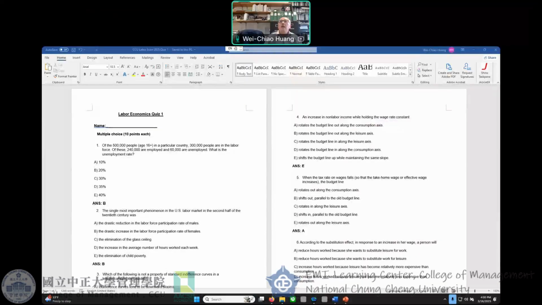Let me see if I can share the screen with you. Control Shift plus D. I suppose I can do that. This is screen number 2, share. All right.